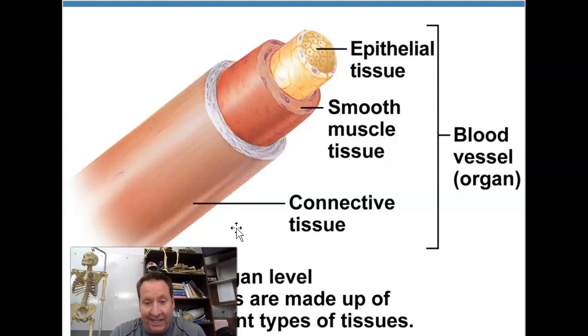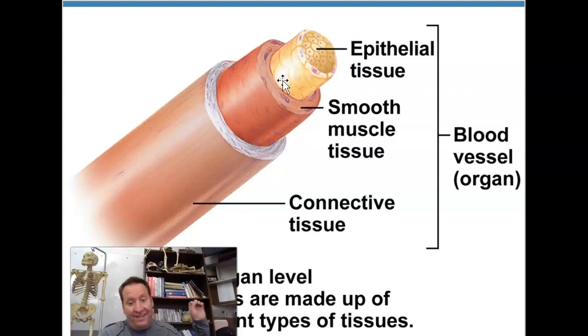In this case here, we're taking a look at a blood vessel, and we can see a blood vessel has an outer layer of connective tissue. We have some smooth muscle tissue that's here, and then the inner layer has this epithelial tissue that's here. But all these different tissue types are joined together for a common function, which is going to be to transport blood. That's the job of this blood vessel. But we took a group of tissues and we joined them together, and we have an organ.